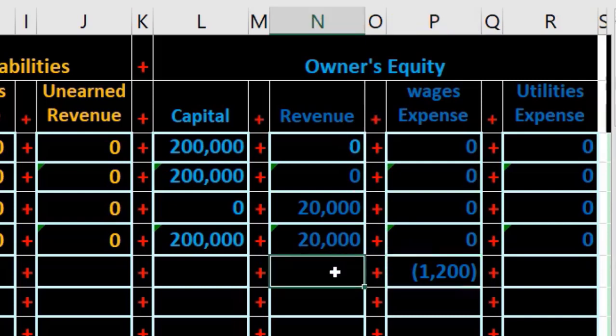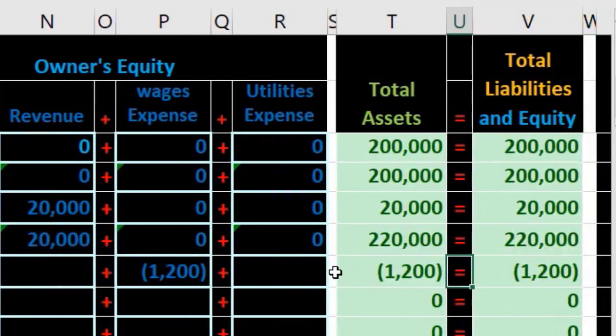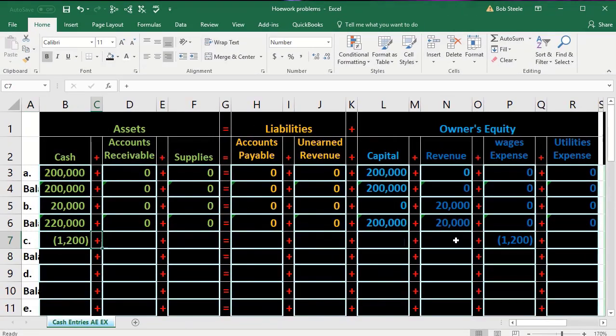So that's gonna be our transaction. And of course, this transaction is now in balance. Total assets equal liabilities plus equity. I'm gonna then bring down the rest of the balances here. So we are now in cell D7.